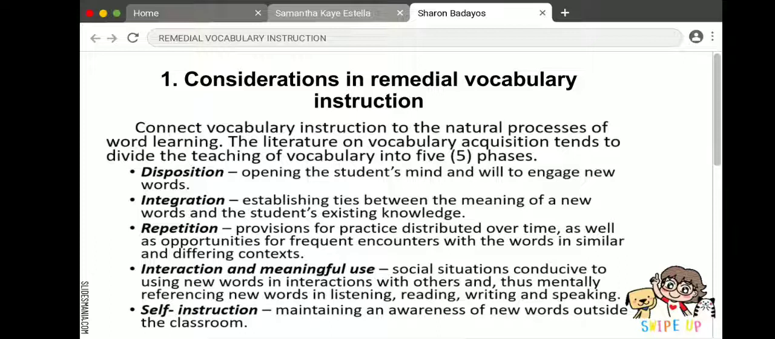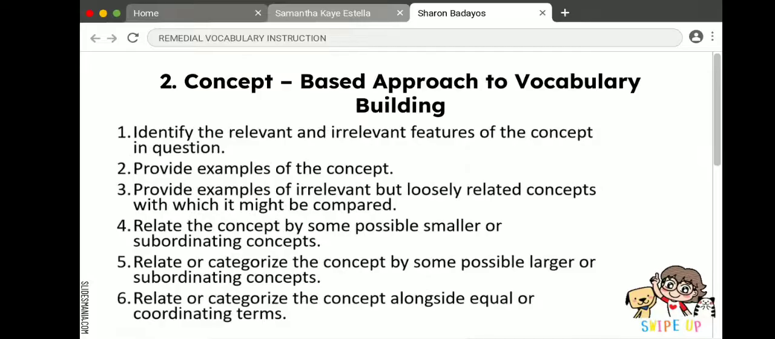So letter E is self-instruction, maintaining an awareness of new words outside the classroom. Okay, so as students, we should not depend on the knowledge that we learn from school. We should not limit ourselves, and let us educate ourselves, learning new words even outside the classroom. So two is concept-based approach to vocabulary building.